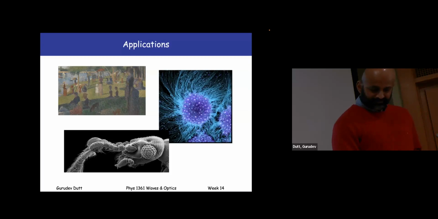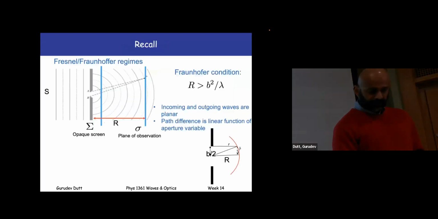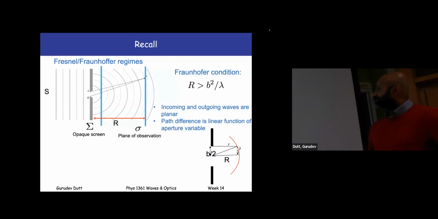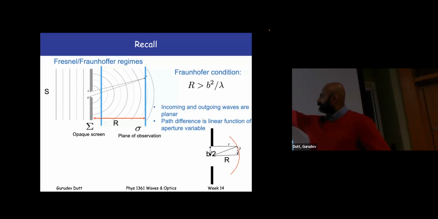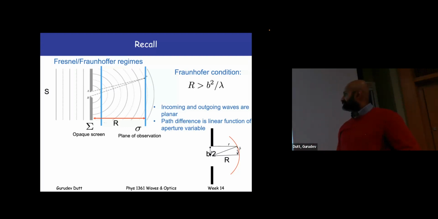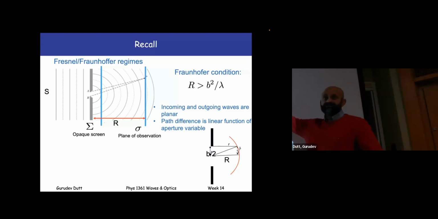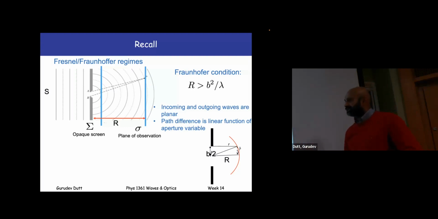Now I'm going to move on to another topic, which is Fresnel diffraction. I'll quickly remind you of the difference between the Fresnel and the Fraunhofer regime. We have said that the distance to where we are observing the diffraction pattern has to be greater than this criterion, b squared over lambda, b being the size of the slit, lambda being the wavelength. In that condition, you are in the Fraunhofer regime.